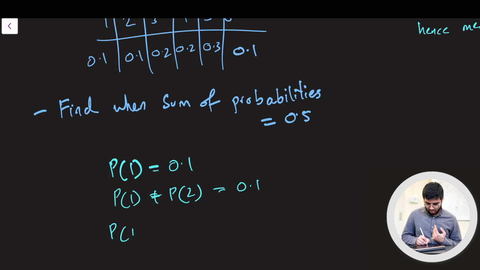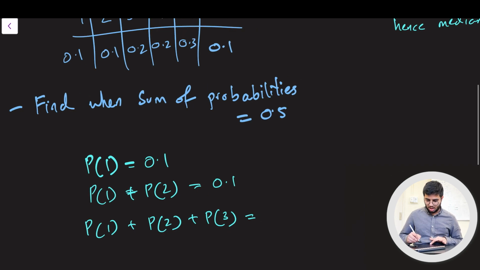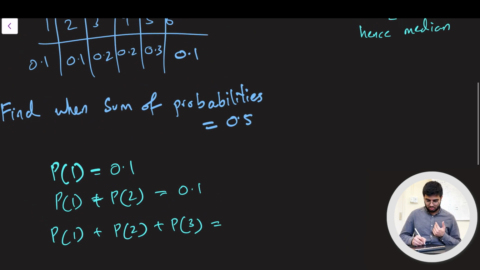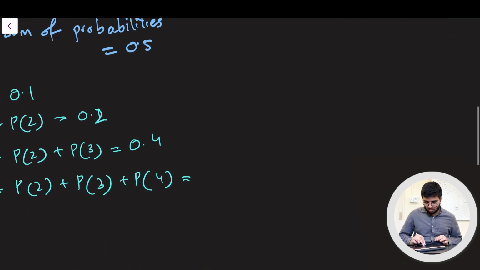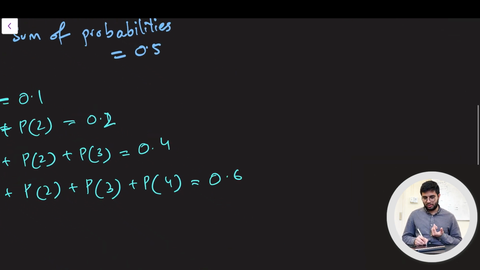Then p of 1 plus p of 2 plus p of 3 is equal to 0.1 plus 0.1 plus 0.2, which gives you 0.4, and then all of that plus the probability of getting a 4 is equal to 0.6. And now we see that 0.6 is greater than 0.5, therefore 4 is the median.